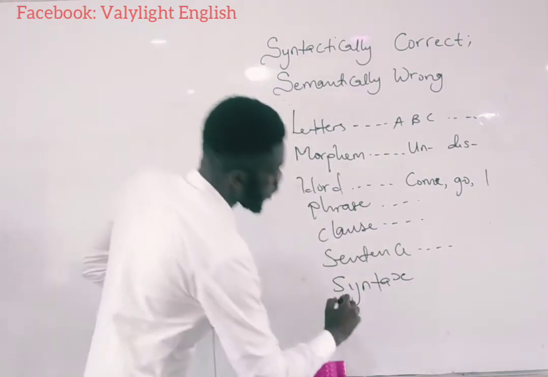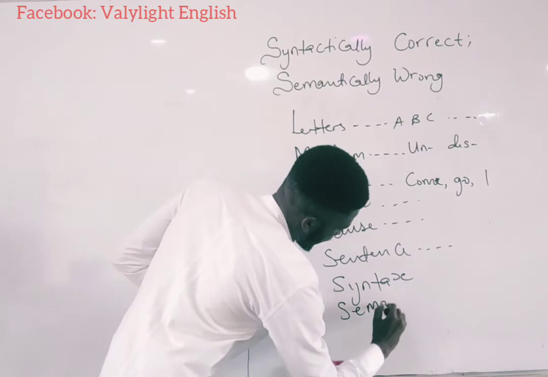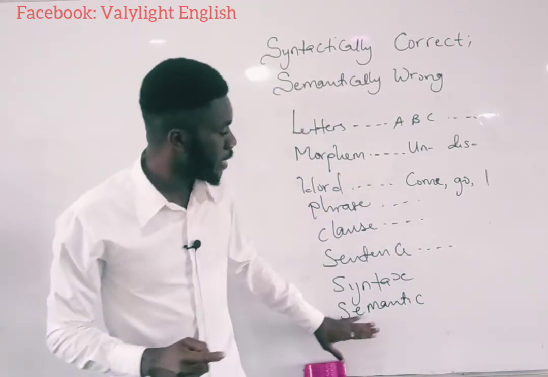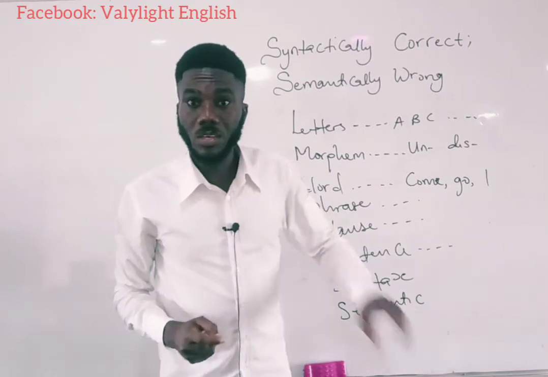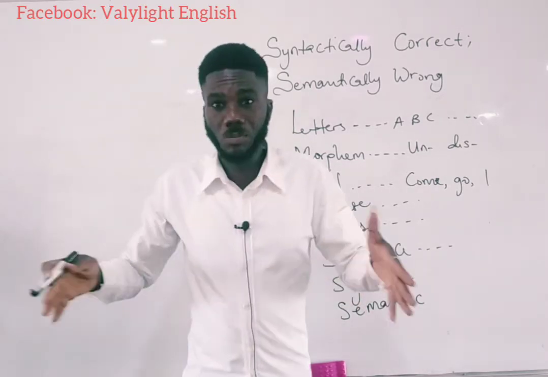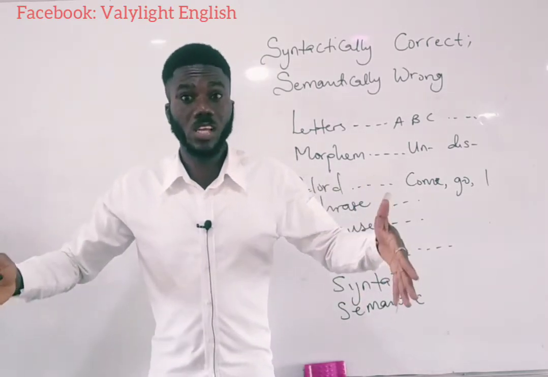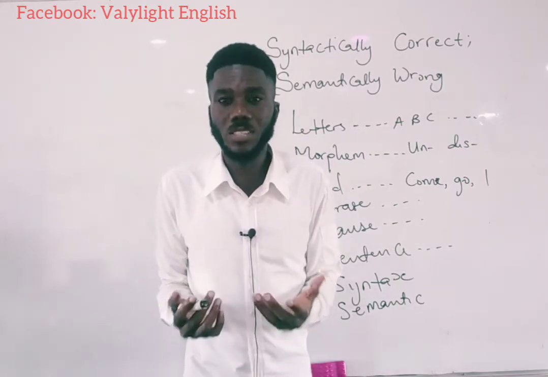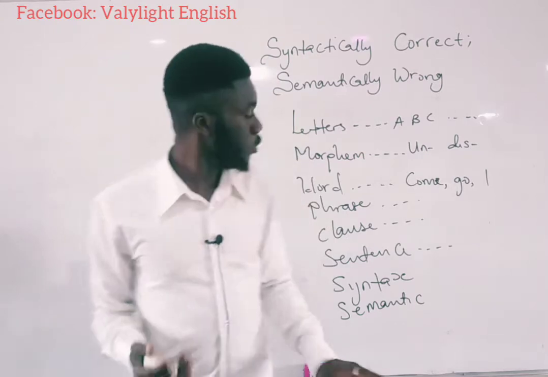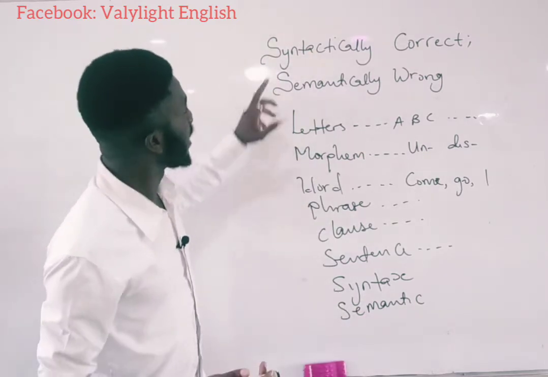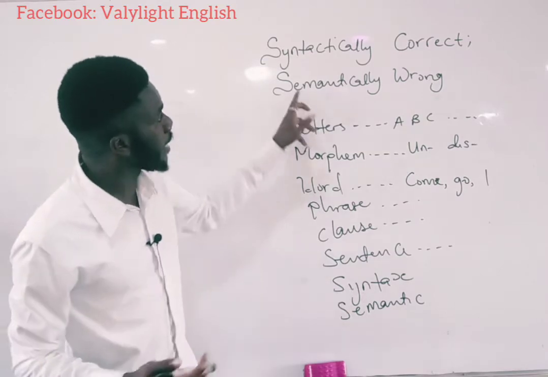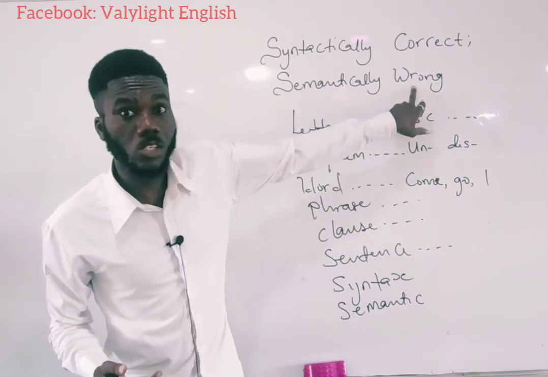After the syntax, you then have what is called semantic. Semantic talks about the meaning. Syntax talks about the arrangement, the rules governing the way the sentence is arranged. Semantic talks about the meaning that the sentence conveys. You have to understand this before we then talk about a sentence being syntactically correct. This is what they are looking at. And then semantically wrong. Yes, it is possible.